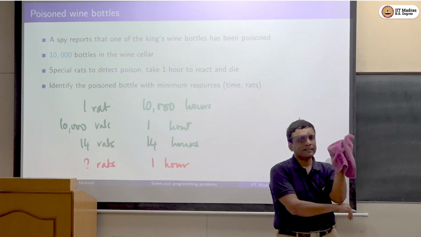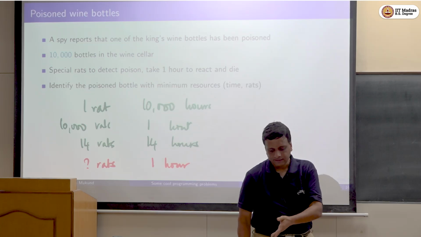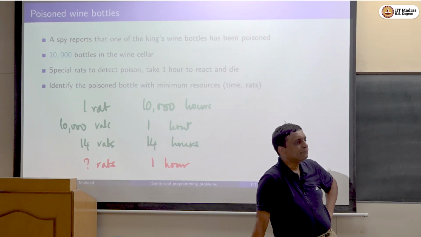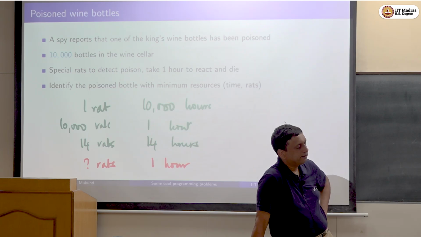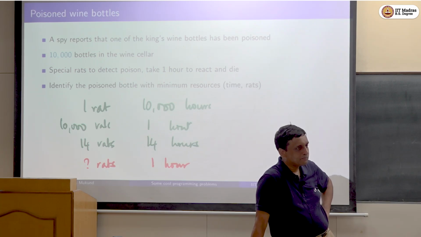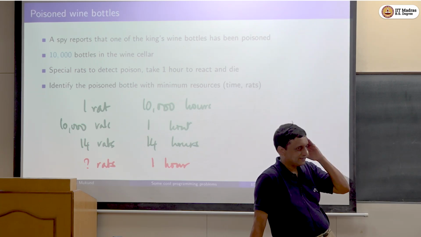Yeah, but see, the trouble with random is that we want to make sure, so even that 1 rat 10,000 hours is only a worst case thing. If the first bottle was poisoned, we'll do it in 1 hour. So with random, the problem is how do you get an estimate of the worst case time? So I really want something which is guaranteed to finish in 1 hour, but which could use some number of rats. I don't want to use 10,000 rats. And it's unlikely that it will work with 1 rat. But can I work with a small number of rats?